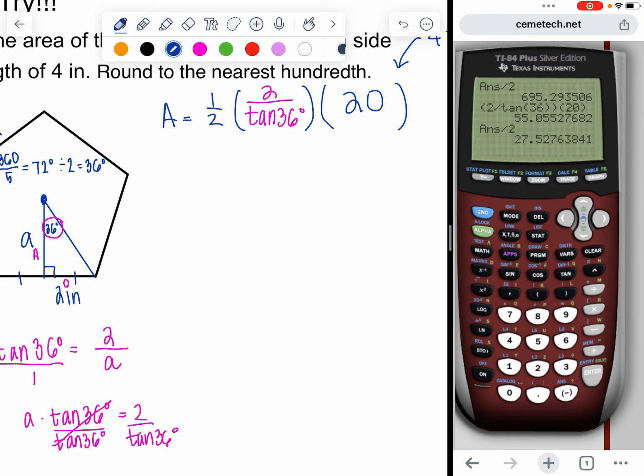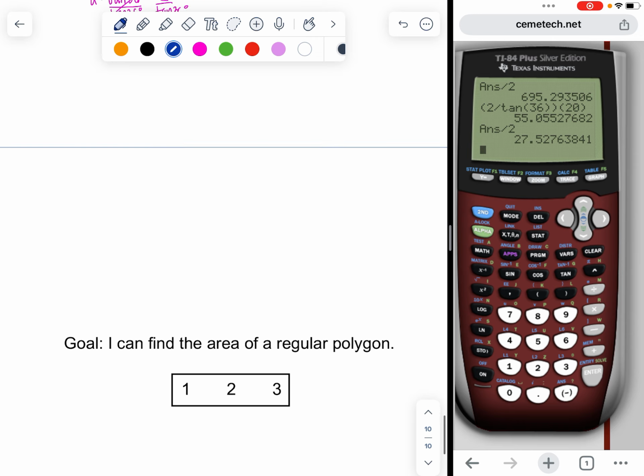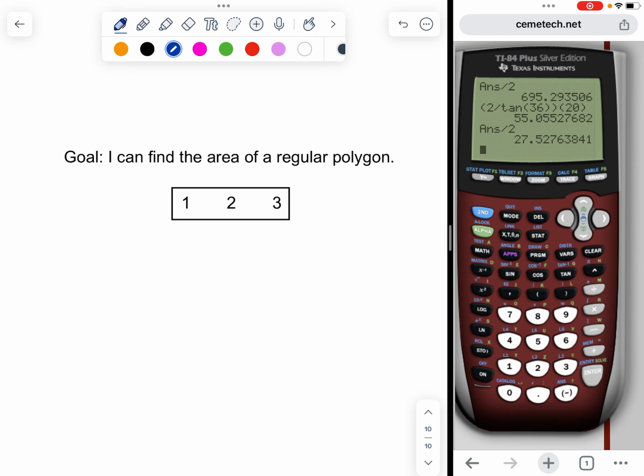27.53. So area is 27.53 inches squared. If you got that, great job. If not, try to see the mistakes that you made. And then you can go ahead and get started on your homework after you rate yourself. How do you think you're feeling about regular polygons?